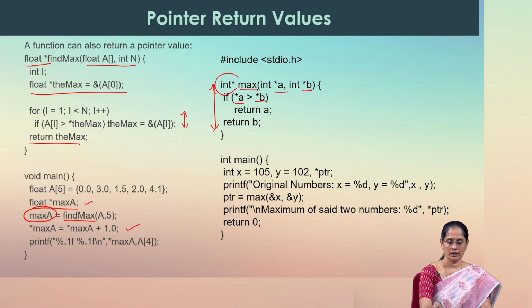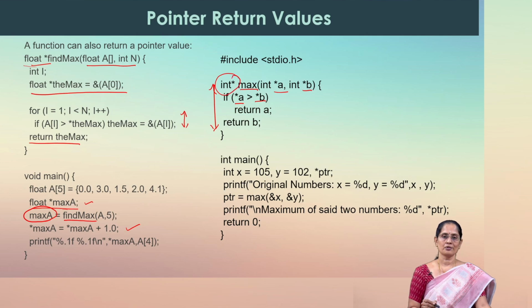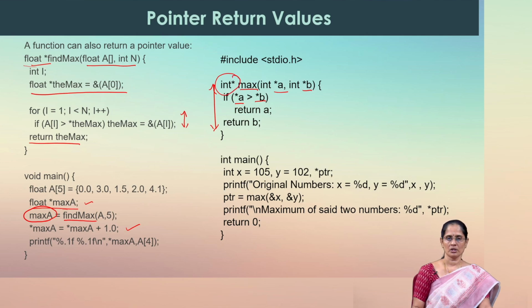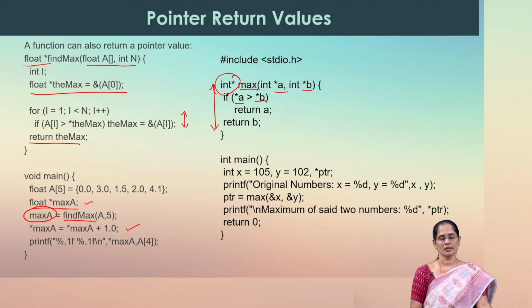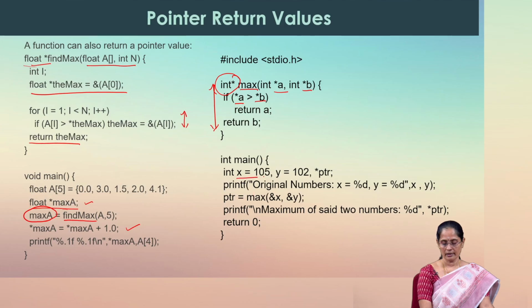If we are returning an integer type pointer, we have to make the function definition have the return type int asterisk. In the first case we had float asterisk because it returned a floating point pointer, whereas this returns an integer pointer, so it has to be int asterisk. In the main function, I declare an x value, a y value, integer type variables, and an integer pointer.